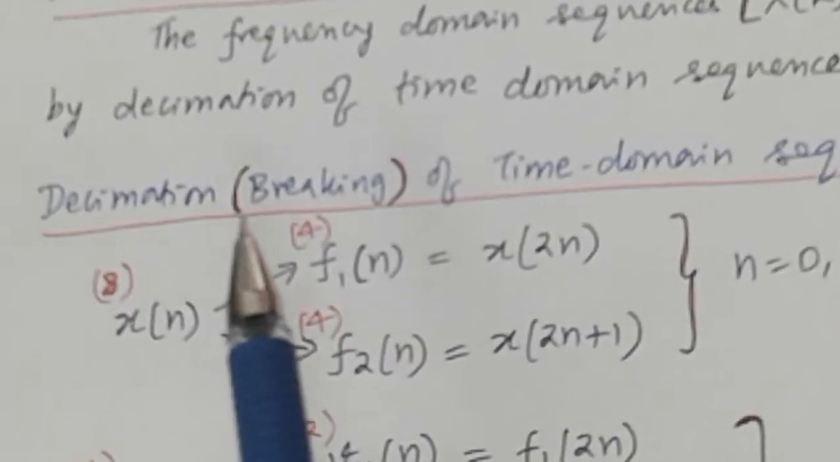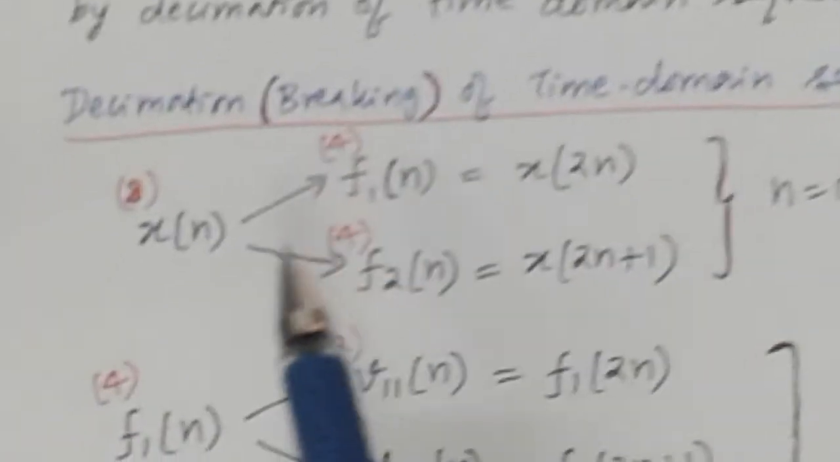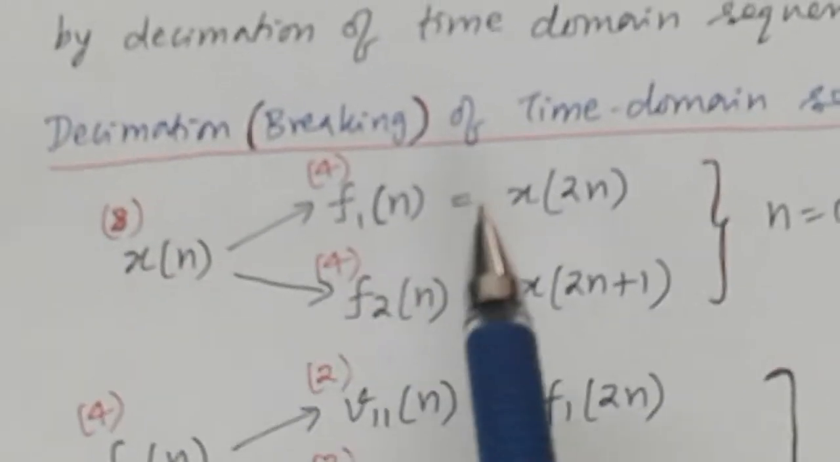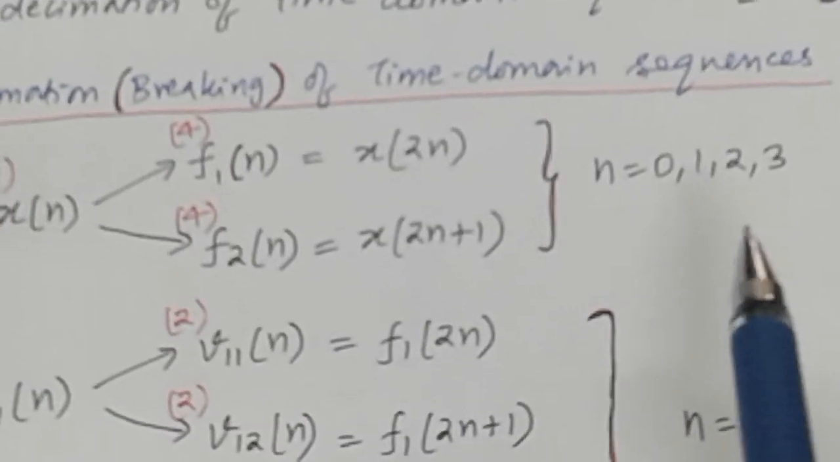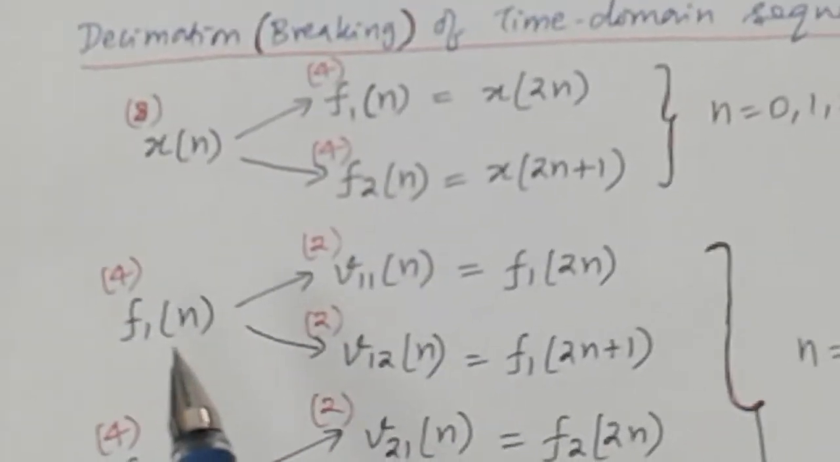Okay, so the first one is decimation, which is nothing but breaking of the time domain. See how we are going to break it. x of n as f1 and f2, because you're dealing with 8 point. This is 4 point and 4 point, 0 to 3, because 8 is given 2 halves, n equal to 0 to 3. And this is f1 of n.